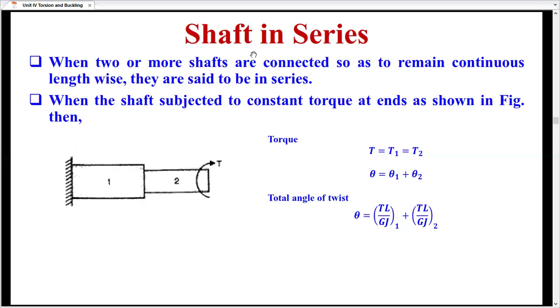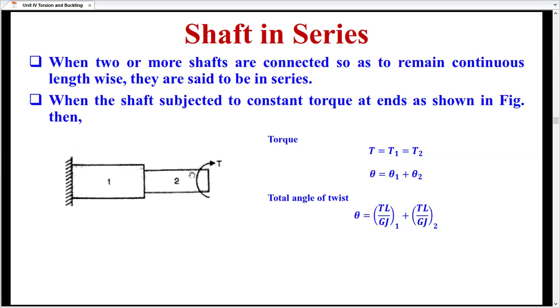Hello all. In today's session, we'll discuss the value of torque and angle of twist when shafts are in series. When two shafts are in series during motion transmission, we have some correlation between torque and theta. Now, what is that correlation? The torque in that particular shaft is equal to the torque at one end and the torque at the second end. That means these are shafts which are connected to each other.